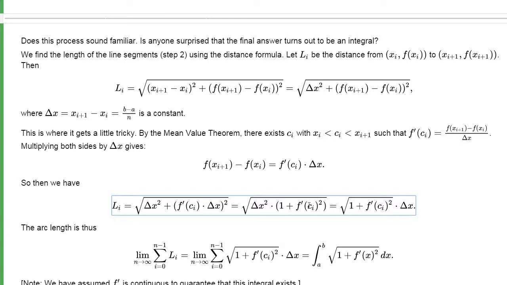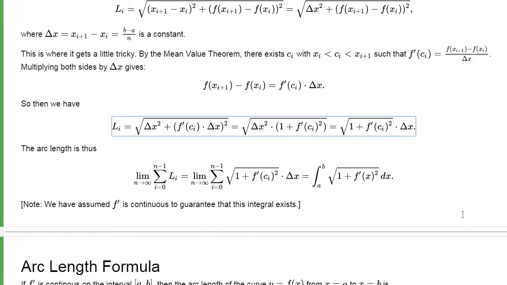Okay, and I'm going to break up this square root into two. So I'm going to take the square root of delta x squared, and delta x is positive, so the square root of delta x squared is delta x. And then you're taking the square root of 1 plus derivative squared. Notice this delta x here in the end is not under the square root. I took the square root of delta x squared, it canceled the square, and I got just delta x. Okay, so add those all up.